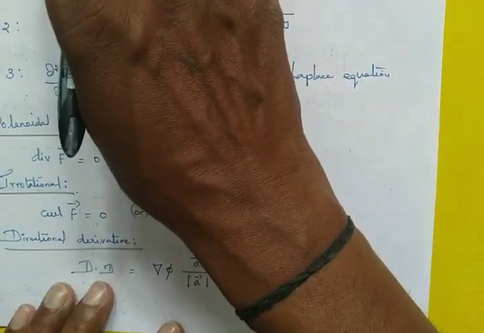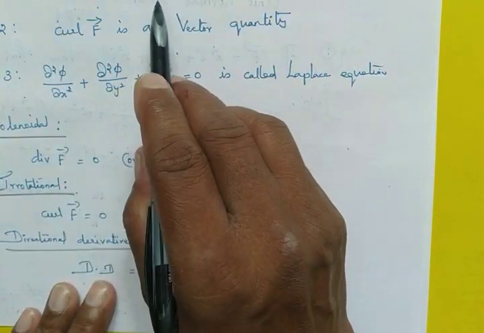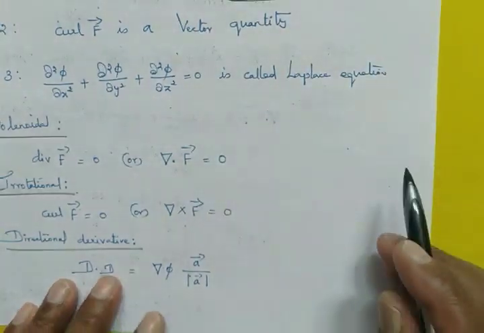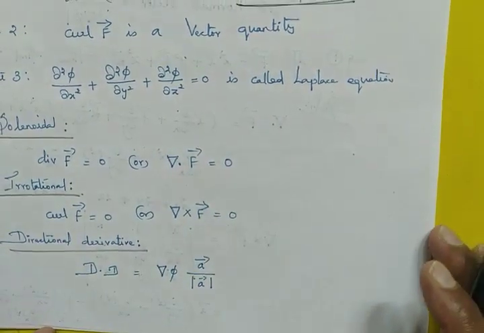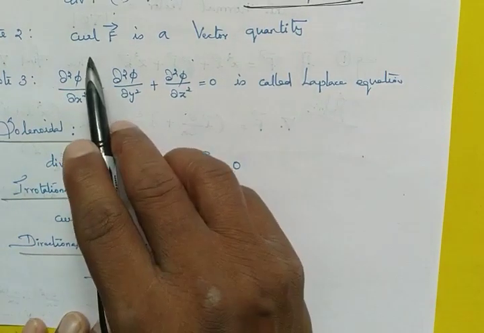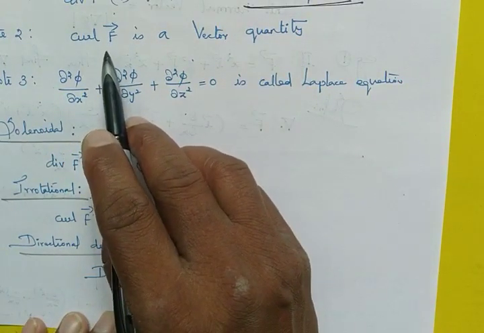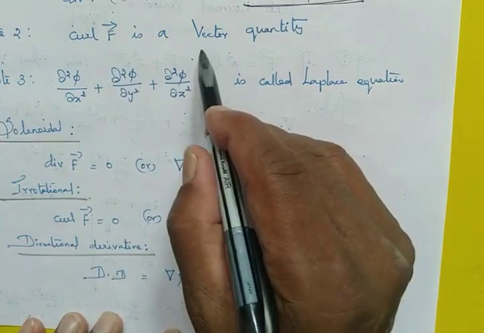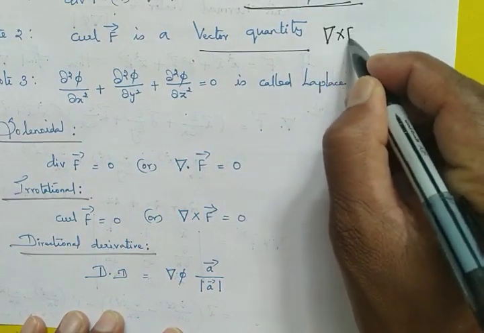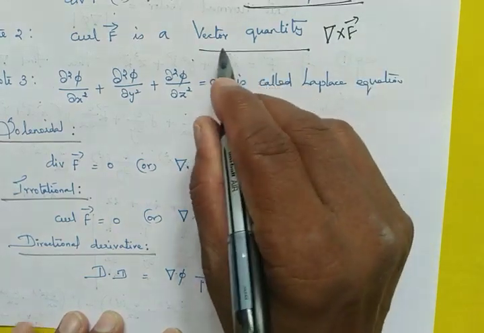Divergence of f vector, or del dot f vector, is a scalar quantity. When you do that, the result is in terms of only the scalar. There you can't find any vectors. Curl f vector, that is del cross f, is a vector quantity. So if you find the result of this del cross f, the result must be in the form of a vector quantity.